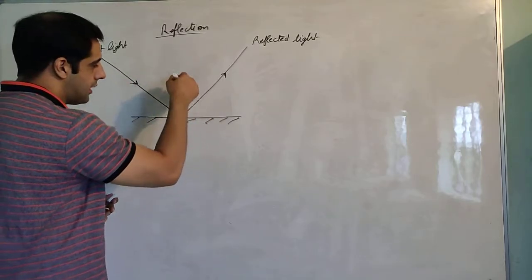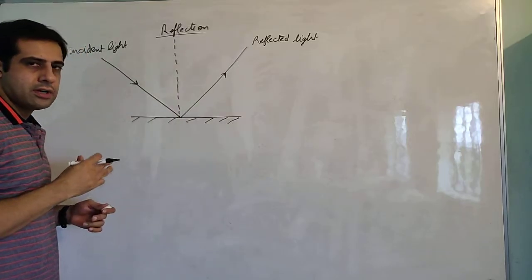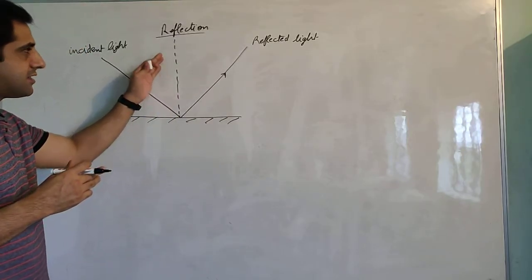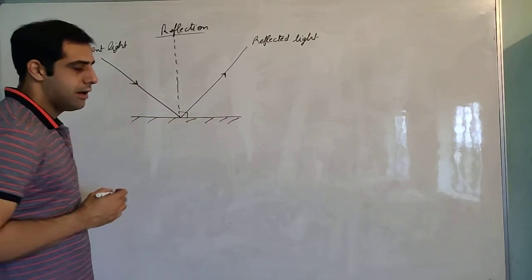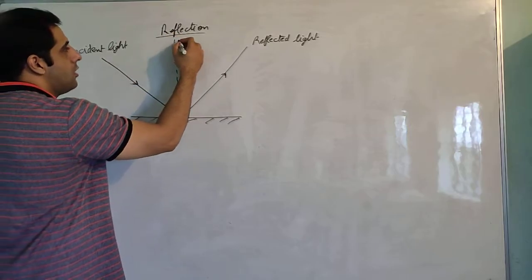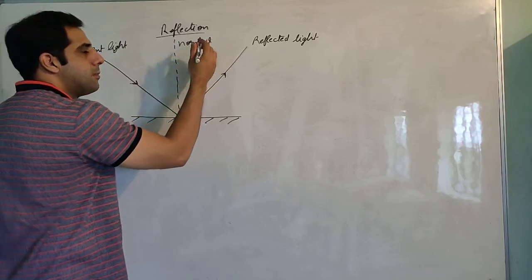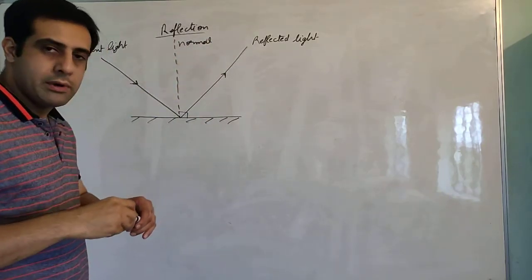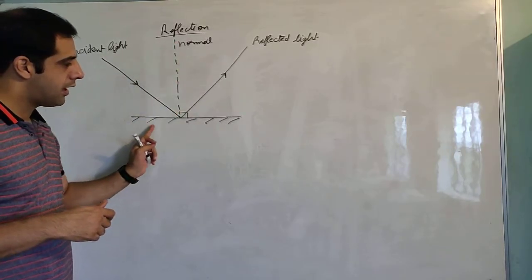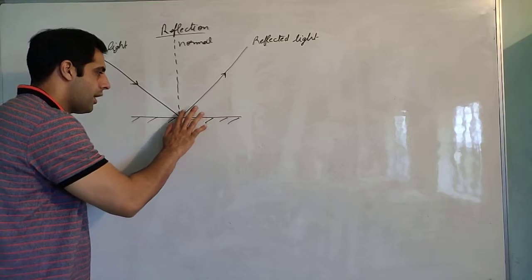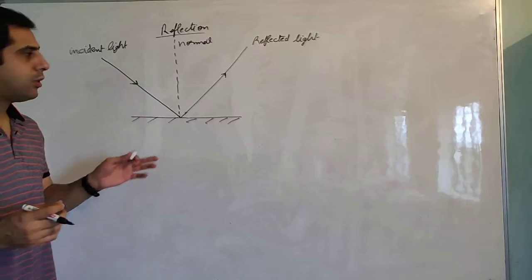We also draw another line on this surface. We generally use a dotted line because this is not a light ray, this is just a perpendicular line on the surface. So the angle here will be 90 degrees. This is called normal. Normal means perpendicular. You must have studied that in geometry in maths. Normal line means perpendicular to a surface. So we draw this perpendicular line on this surface. Why do we need a normal? We need a normal to calculate the angle.